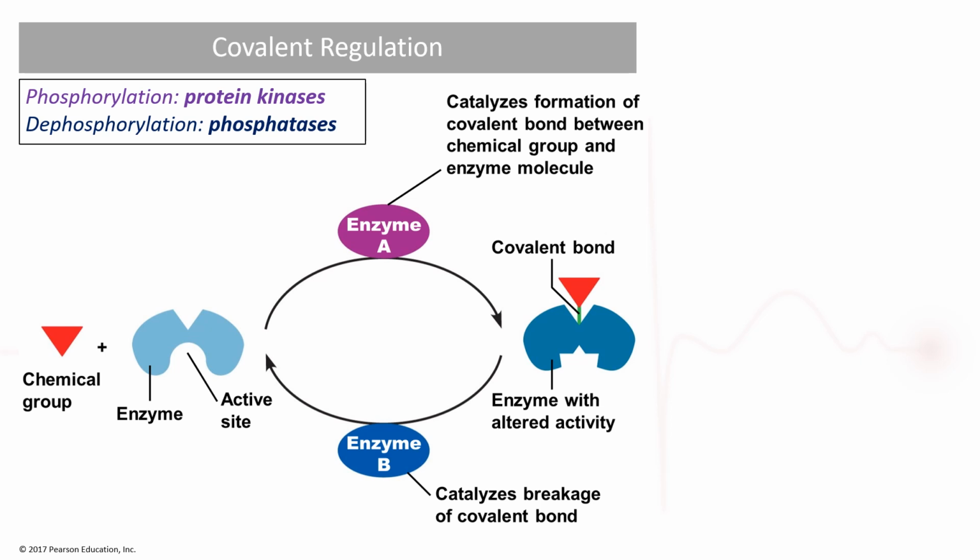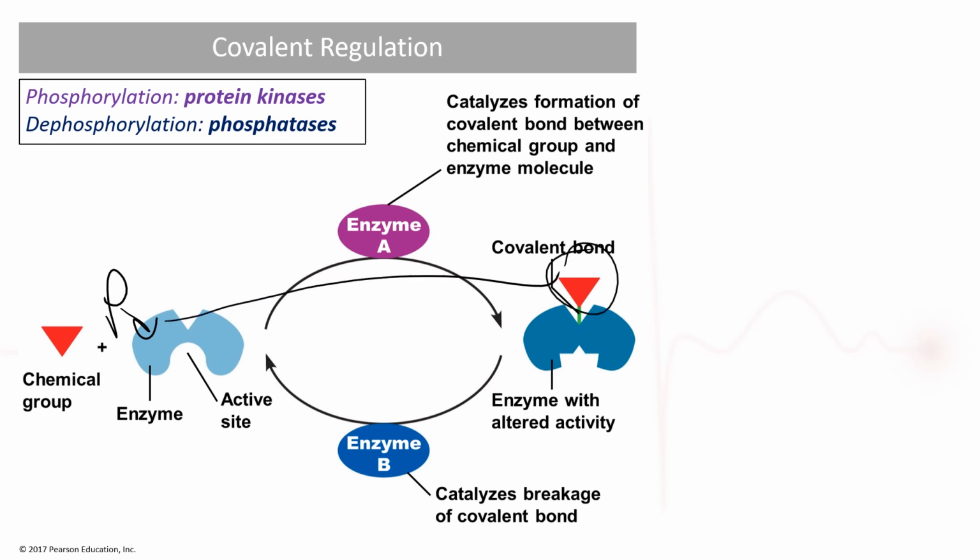What oftentimes happens is a molecule doesn't come along and bind to the enzyme. What actually happens is a chemical group gets added to the enzyme through a covalent bond. What usually happens is a phosphate group gets added to the enzyme. Some enzyme comes along and adds a phosphate group, called phosphorylation. It phosphorylates the enzyme. You can see that over here.